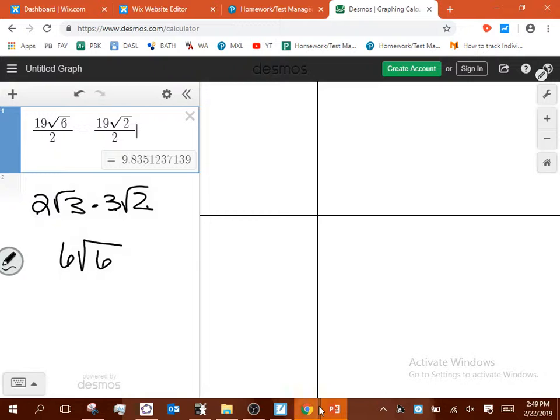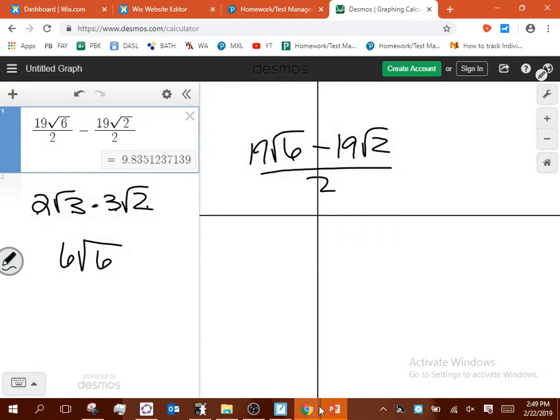With 19 root 6 over 2 and 19 root 2 over 2, the only thing that we can do here, because they have the same common denominator, is to write it as 19 root 6 minus 19 root 2 all over 2. That's the only thing we can do. And I'll try to explain this to you using smaller values than 19.